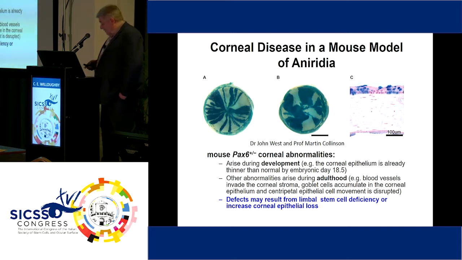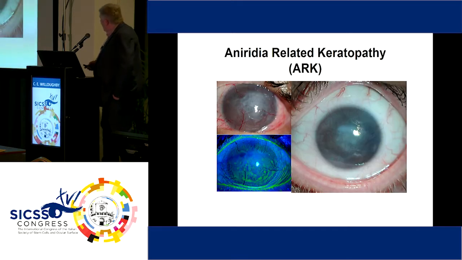If you look at mouse models of aniridia, this is a wild-type mouse. You have some labeled limbal stem cells in blue and white, and you can see the centripetal movement of the stem cells. Crossed onto a mutant mouse with a PAX6 mutation, you can see that this mechanism is disrupted. The corneal defects appear in development, so you get a reduction in corneal thickness, but then in adulthood, you get a limbal stem cell deficiency in the mouse. So the defects in the mouse reflect either limbal stem cell deficiency or an increased corneal epithelial cell loss. And we see this in humans.